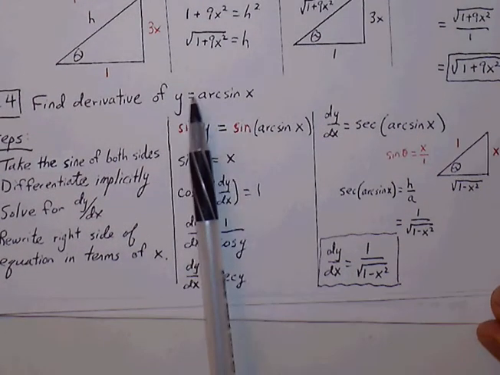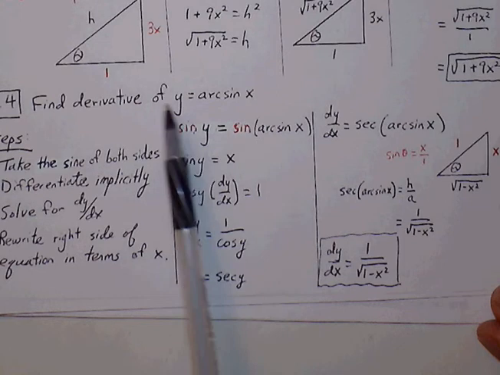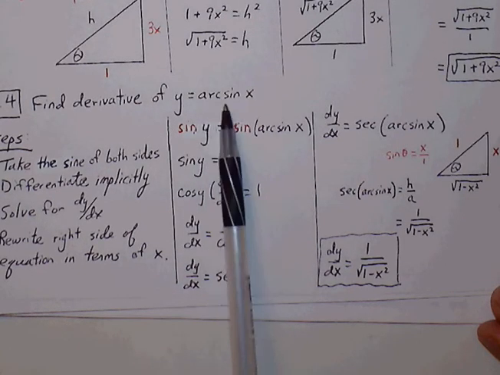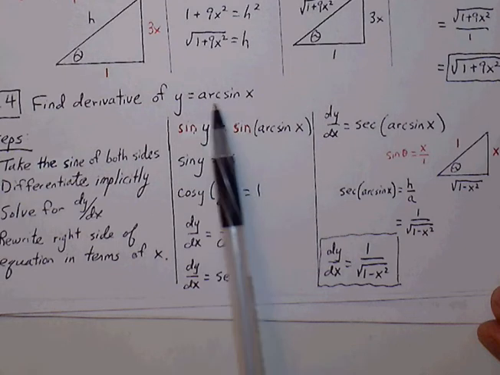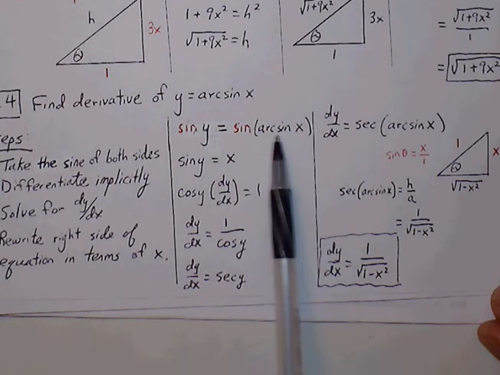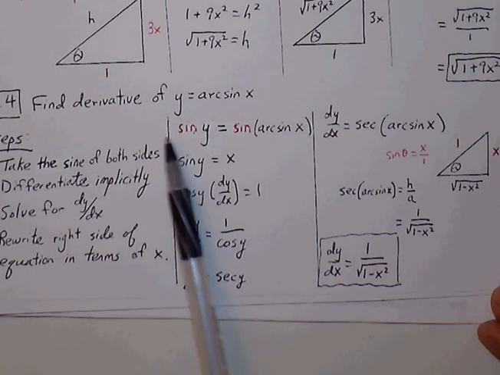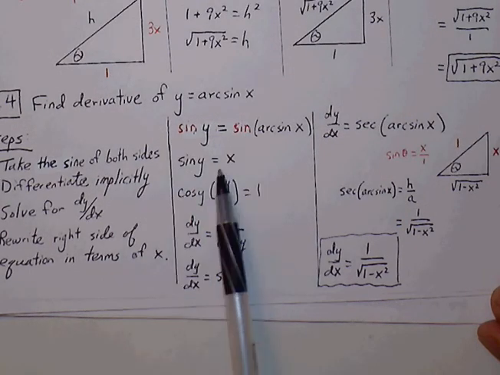We start off with y is equal to arcsine of x. So we take the inverse of both sides. Sine of arcsine of x is going to conveniently cancel out to just be x. And if we take the sine of one side, we've got to take the sine of the other side as well. So sine of y is equal to x.